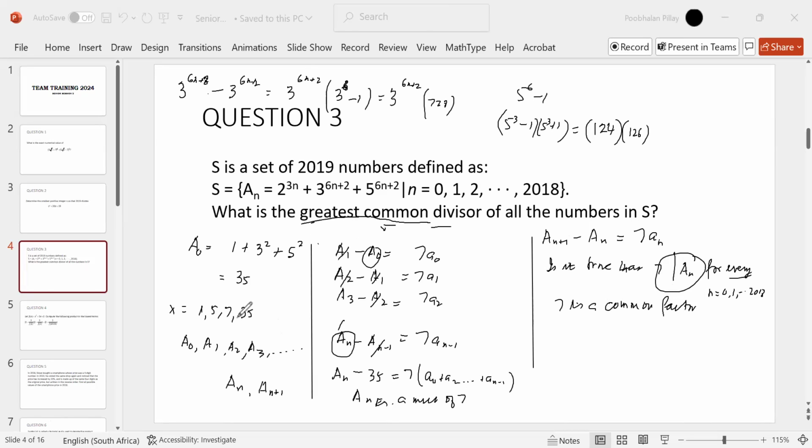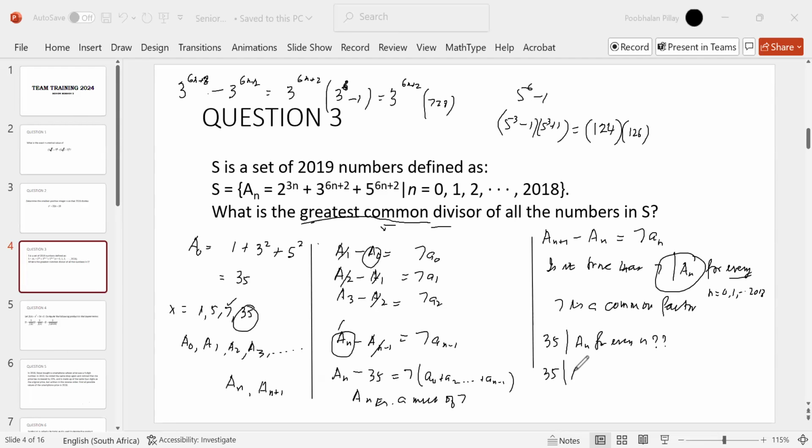Okay, we said 7 is a common factor, but is it the highest common factor? Is it not possible that 35 also goes into every one of them? We know that 35 goes into the first one, right? Now, is it possible that 35 is a factor of A_n for every n? Is that true? We know it's a factor of the first one, but let's try A1.